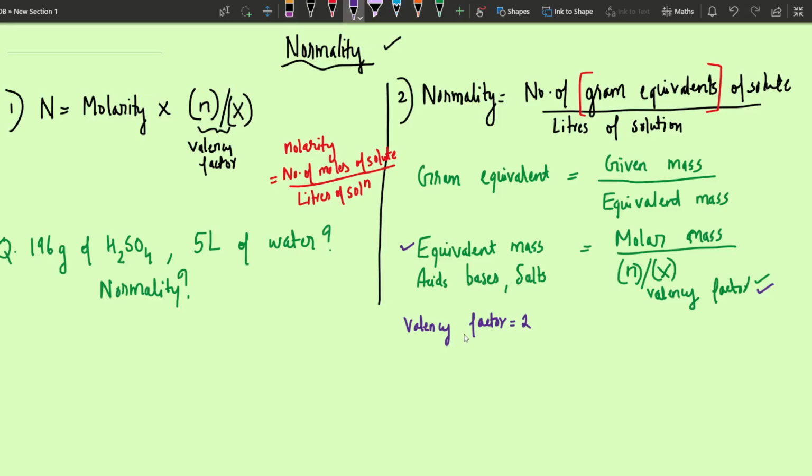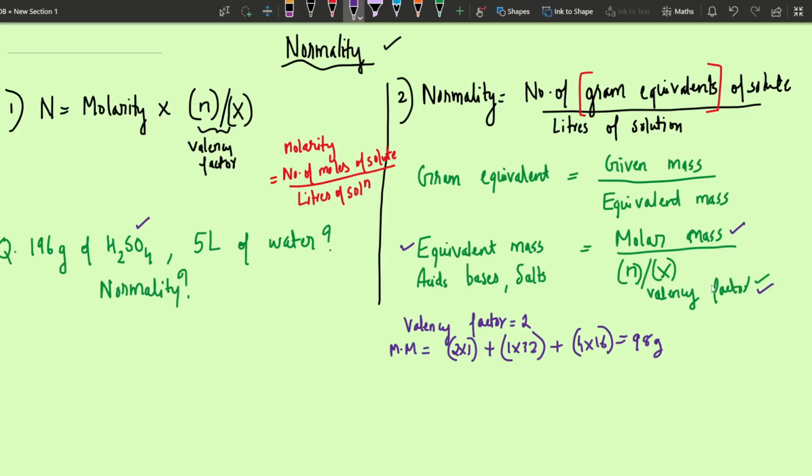Now, if we know the valency factor, then we can find out the equivalent mass. How? It is molar mass divided by valency factor. The molar mass of H2SO4 we can find out easily. Molar mass is equal to the sum of the individual masses of all these atoms. So for H it is 2H into mass of hydrogen which is 1, plus 1 sulfur into mass of sulfur which is 32, plus 4 oxygen into mass of oxygen which is 16. So it will be 98 gram. Molar mass of H2SO4 will be 98 gram.